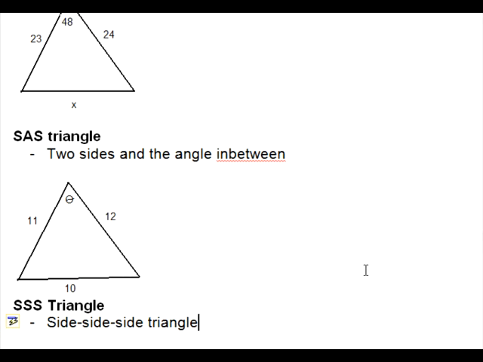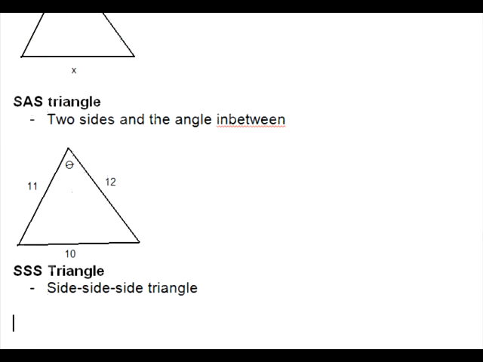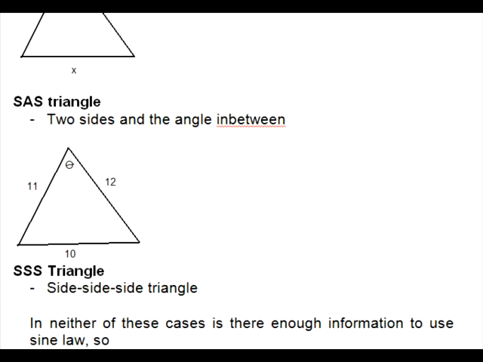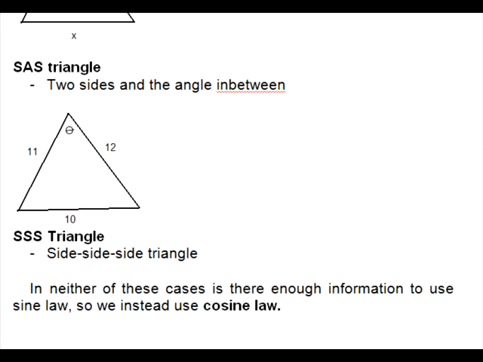So we're going to say here that in neither of these cases is there enough information to use sine law. So we instead use cosine law. And here it is: C squared equals B squared plus A squared minus 2AB cosine C.